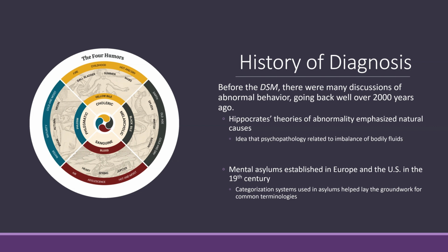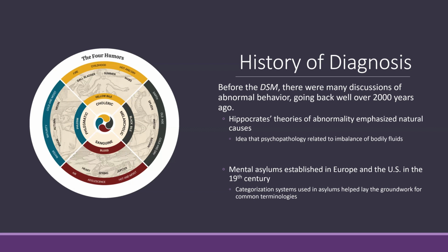So people have been discussing abnormal behavior for a very long time. Over 2,000 years ago, we have Hippocrates' theories. You may have heard of the four humors. This essentially tied abnormality in personality or behavior to natural causes. So things like yellow bile, black bile, blood, phlegm, these were associated with psychopathology. So this was a very, very early categorization system. It certainly does not correspond to modern ideas about how the mind and body work. But this was an early attempt to categorize people into these different areas.